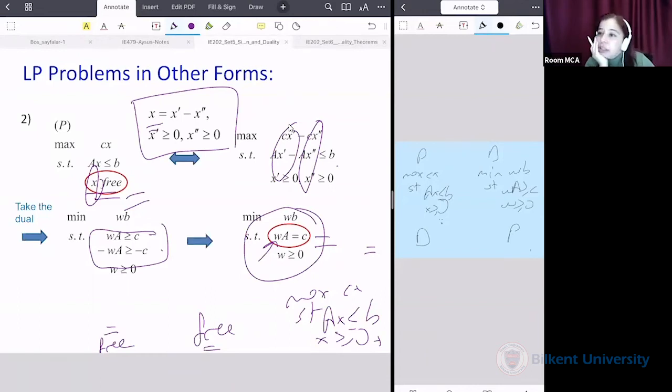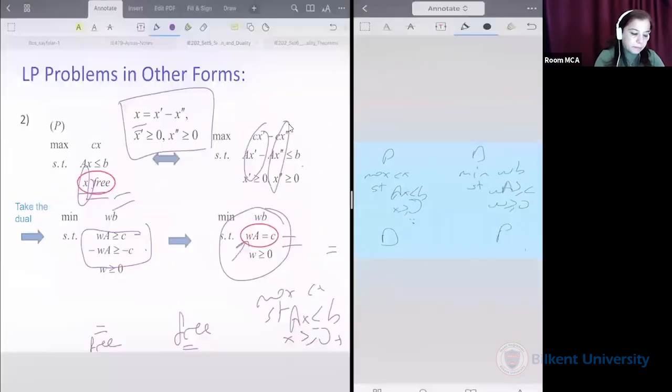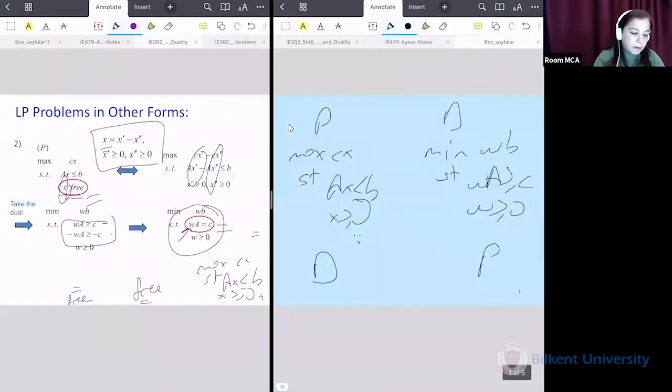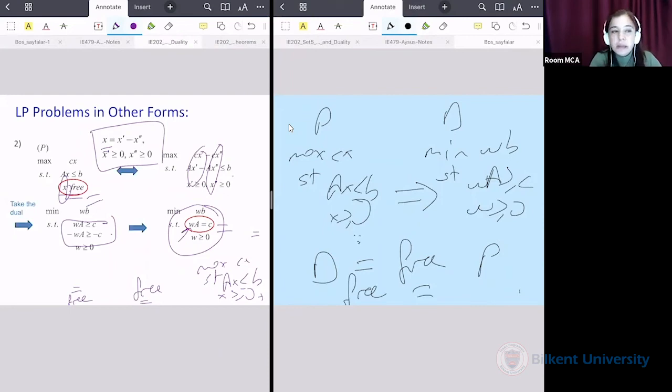Then here I had just asked, what else can happen? We have seen canonical form min and max are primal dual pairs of each other. So this is my canonical form max, and this is the dual. Then we have also seen that if this is equality, I'm going to have the variable free. If this variable is free, I'm going to have the constraint equality. What else can happen?